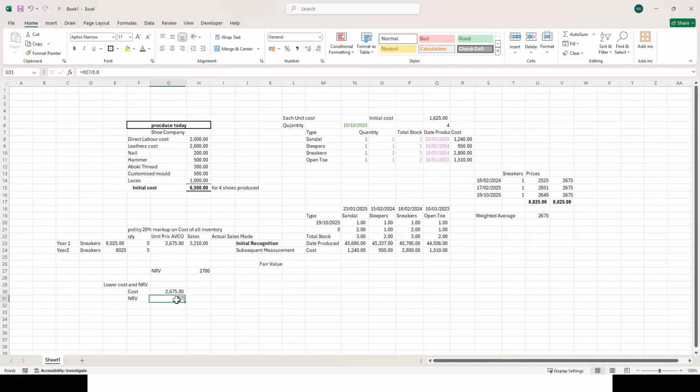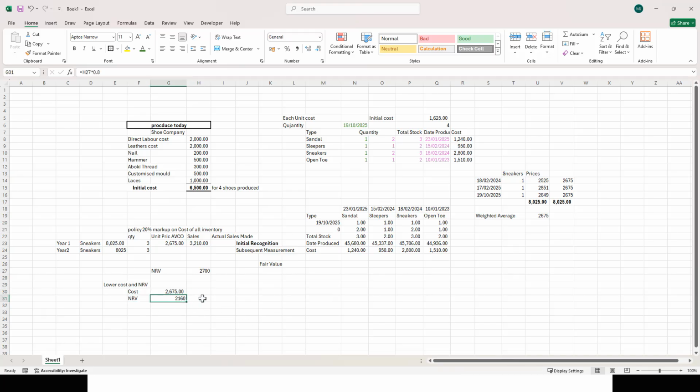Sorry, multiplied by 0.8, right? I'm supposed to do this multiplied by 0.8. So you know what I've tried to do there? I've tried to take off 20%, because they say the markup is 20% on this. So in a similar market, I've gotten that it is lower. So therefore, I'm going to be valuing that inventory at what? Which one is lower of these two now?